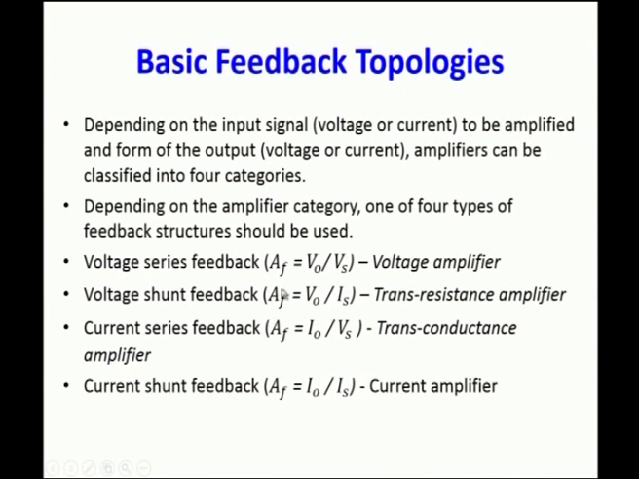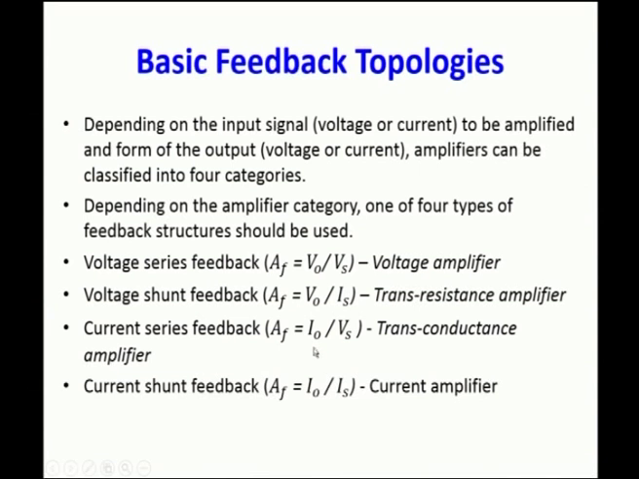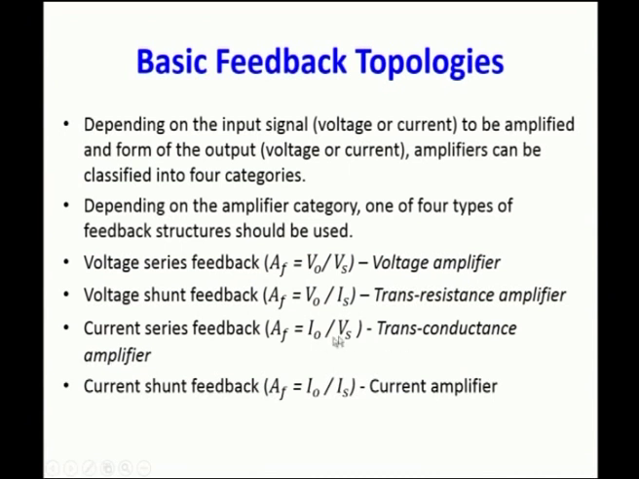Why is it a trans resistance amplifier? If you look at the gain of the network, it is V naught by Is, so V by I, which means that it is a resistance. This is the output voltage and this is the input current, so it is a trans resistance amplifier. And current series feedback, it is I naught by Vs. Again it is trans, this is the output current and this is the input voltage. It is conductance because it is I by V. By Ohm's law, V is equal to IR. If you see the formula for the resistance R, it is V by I, so it is resistance. If it is reverse, then it is conductance. So, it is a trans conductance amplifier, and current shunt feedback is a current amplifier, output current by input current. So, these are the different types of feedback networks we are going to see now.